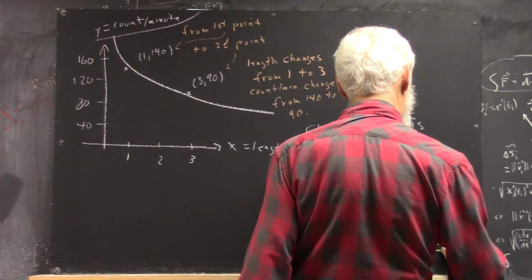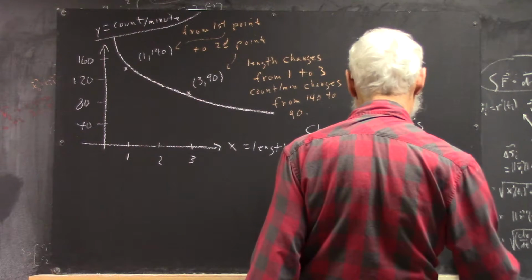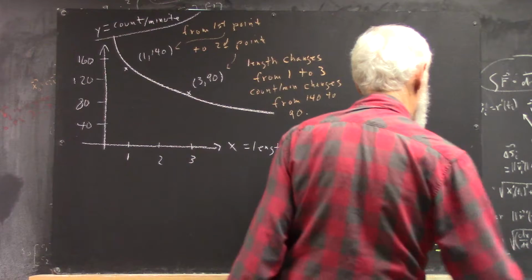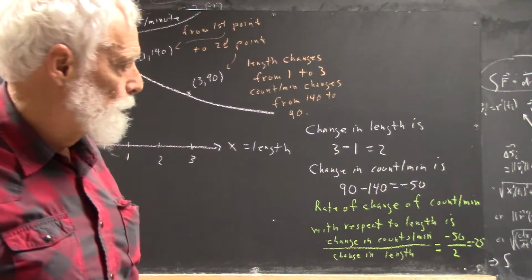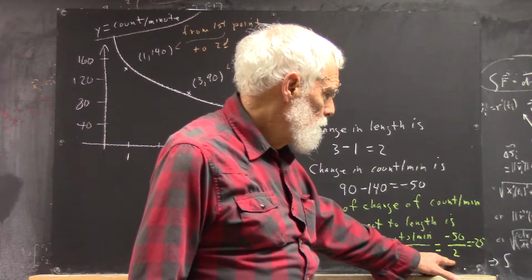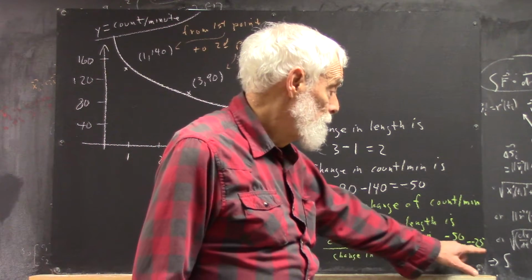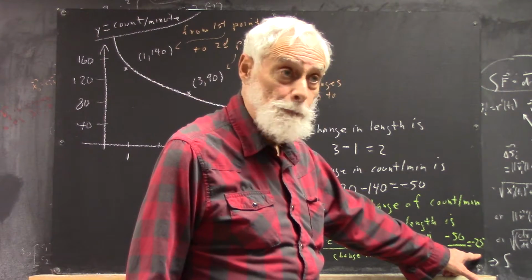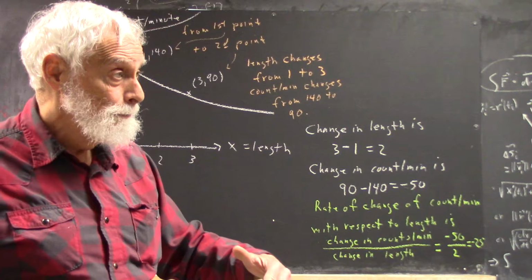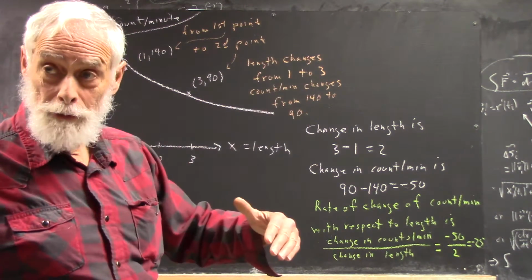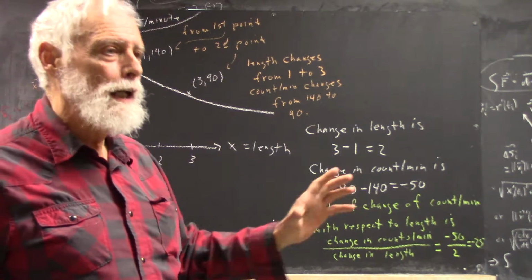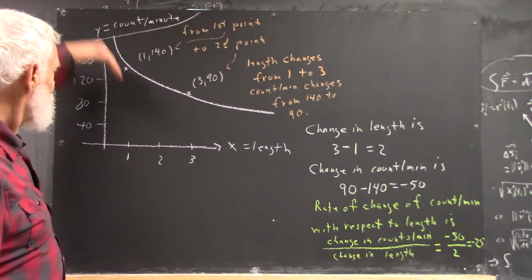The change in the count per minute is negative 50. The change in length is 2. So that rate of change is negative 25. That means that for every unit of change in length, on the average, you're losing 25 counts per minute. You lose 50 counts per minute when your length changes by 2. Well, you lose 25 for every unit of change. But that's on the average because this isn't a straight line.